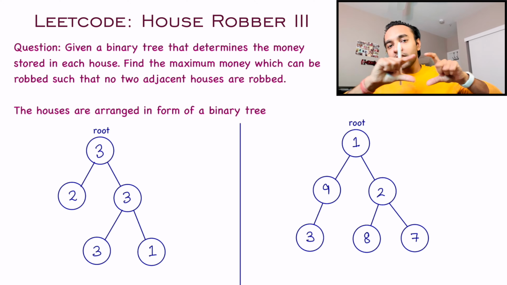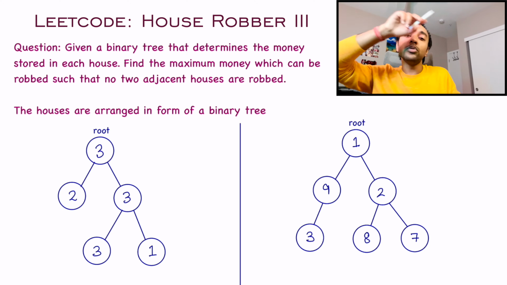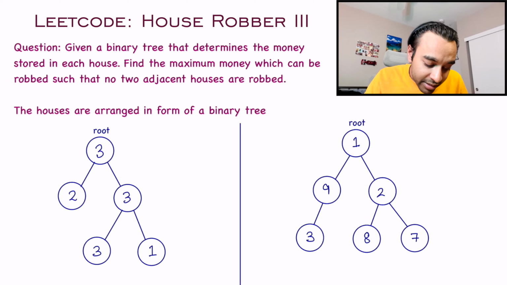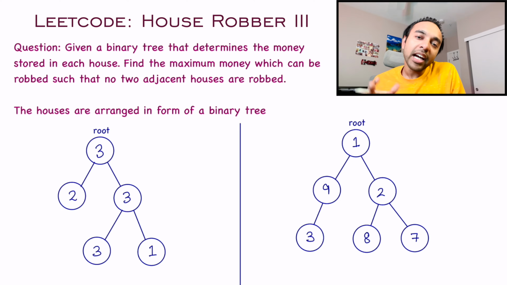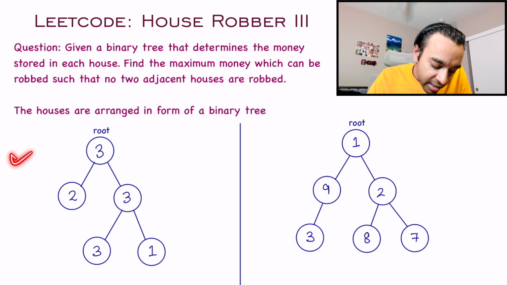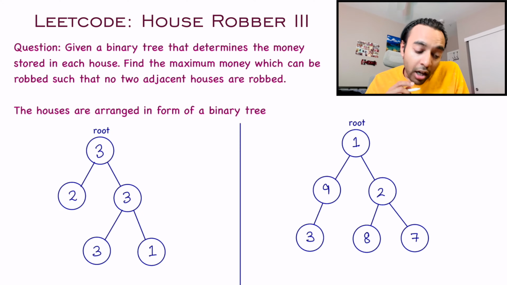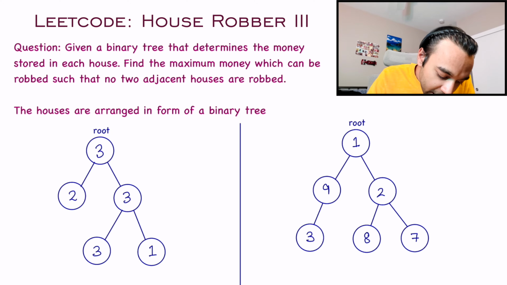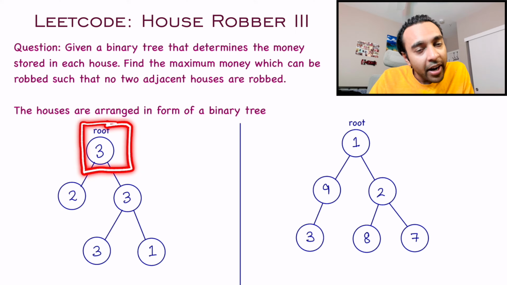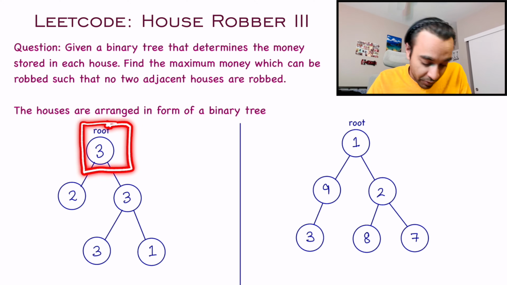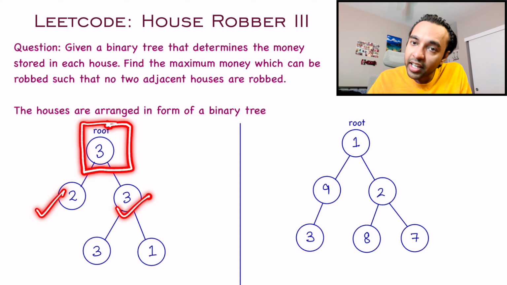But in House Robber 1, they were in linear, and in House Robber 2, they were in a circular fashion. This time, these houses are arranged in the form of a binary tree. So what does adjacent houses mean when it comes to a binary tree? Let us look at our test case number 1 to understand it better. So for example, if you choose to rob the first house, that is the root house, then find out how many nodes are connected with it. Both nodes 2 and 3 are connected, right?